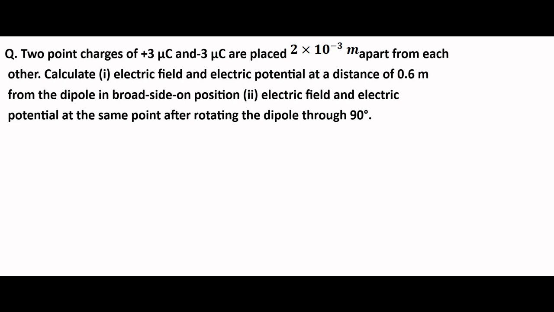Okay, so first let us draw the whole thing. So we have an electric dipole, minus 3 microcoulomb and plus 3 microcoulomb. This is, let's say, the center. Minus q, plus q. The separation gap is equal to 2 into 10 to the power minus 3 meter.